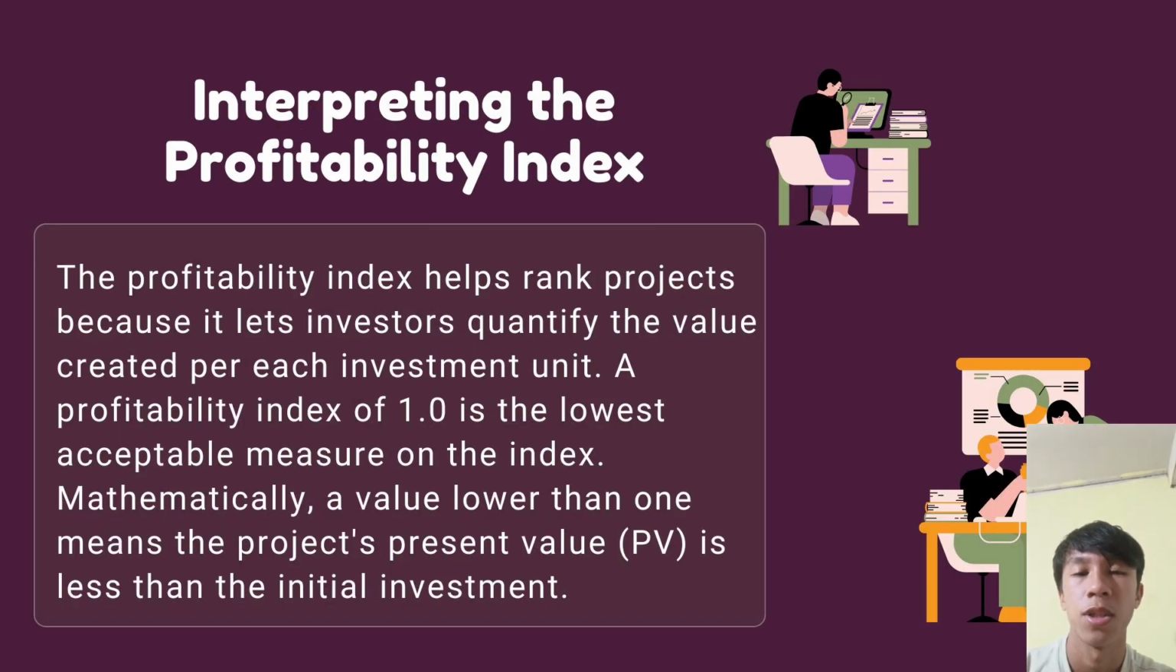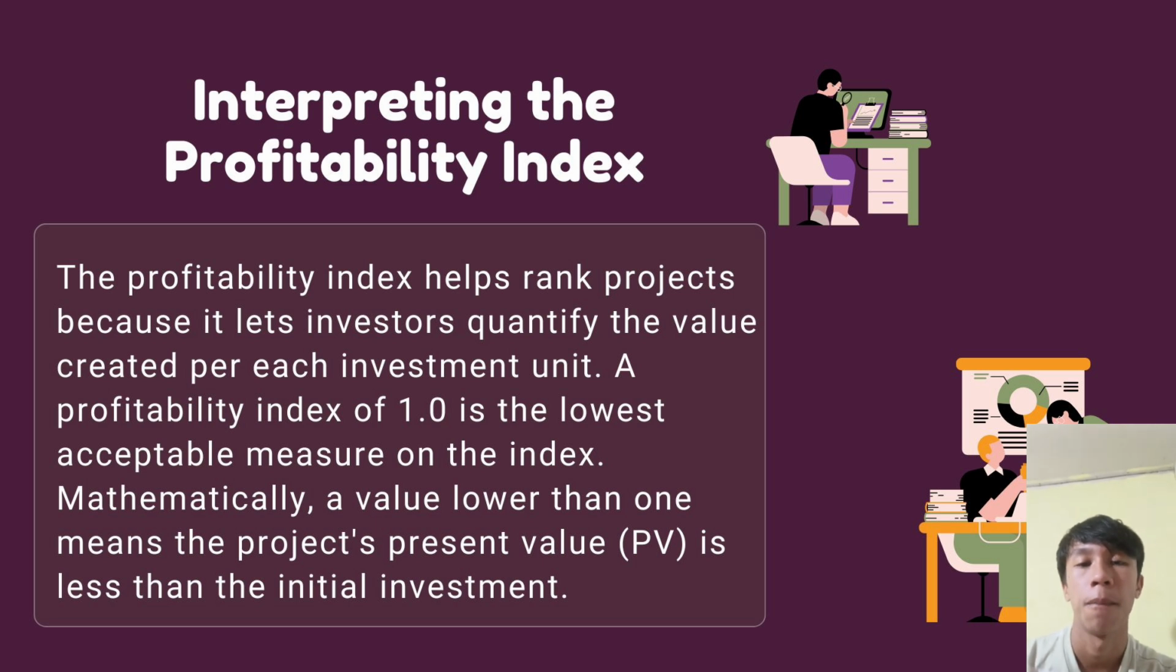So to continue the discussion, interpreting the profitability index. The profitability index helps rank projects because it lets investors quantify the value created per each investment unit. A profitability index of 1.0 is the lowest acceptable measure on the index. Mathematically, a value lower than 1 means the project's present value is less than the initial investment.